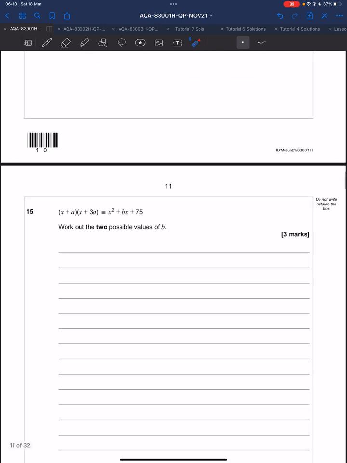Okay, here, work out 2 possible values of b. Well, I'm going to expand the left hand side. We've got x plus a times x plus 3a.